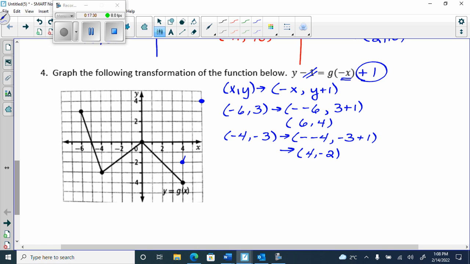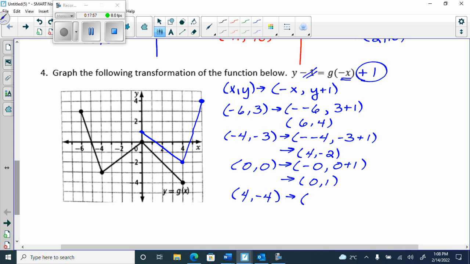Now that I've done that, I connect them. I connect them right away. Then I move to the next one, which is 0, 0. And it's going to become negative 0, which is not real. And then 0 plus 1, so it's 0, 1. And then 4, negative 4 becomes minus a 4, comma, negative 4 plus 1, which is negative 4 and negative 3.